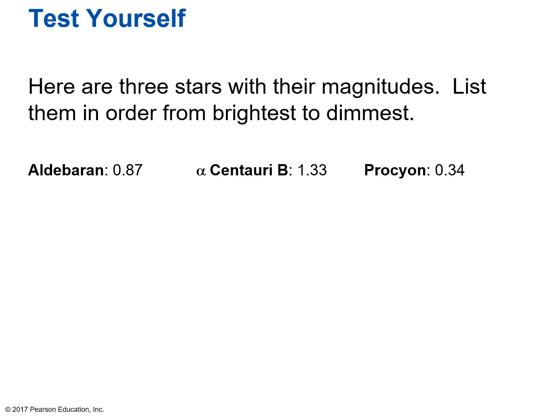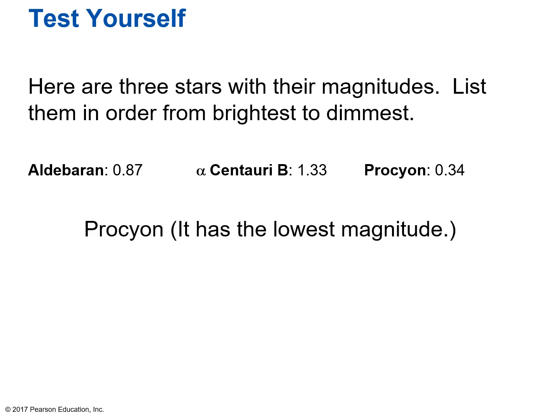Test yourself. Here are 3 stars with their magnitudes. List them in order from brightest to dimmest. So as you're thinking about what is the brightest star here, look for the lowest number. And that's going to be 0.34, which is Procyon. And then Aldebaran with 0.87. And finally, the largest number, meaning the dimmest star, is Alpha Centauri B.